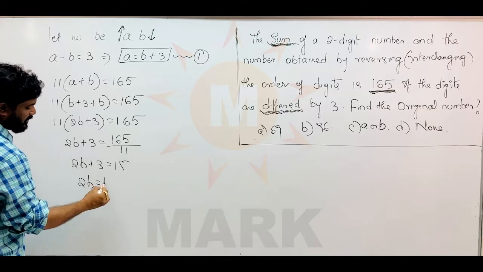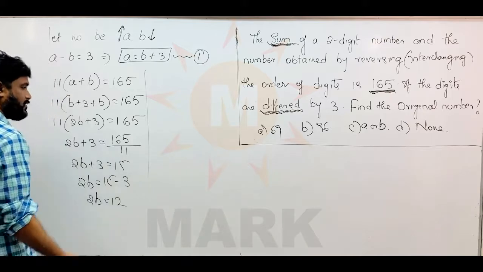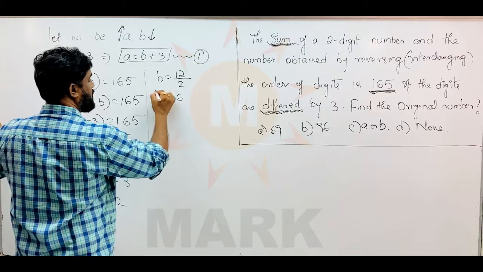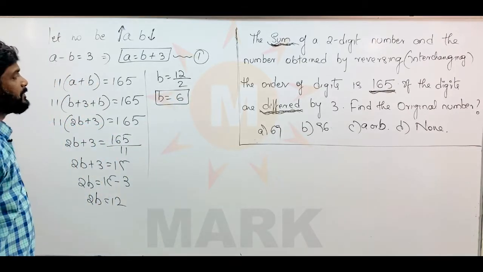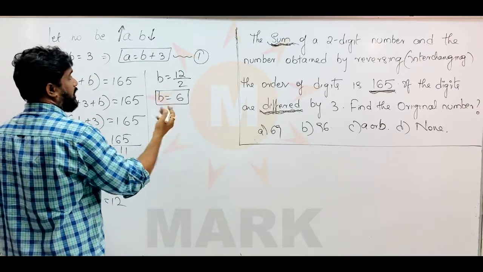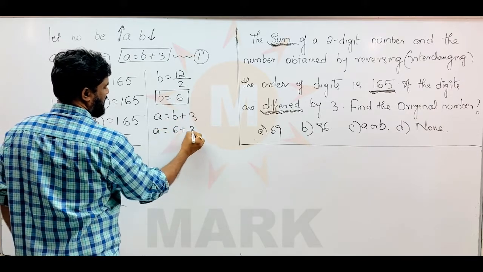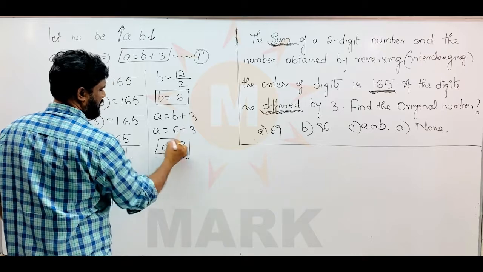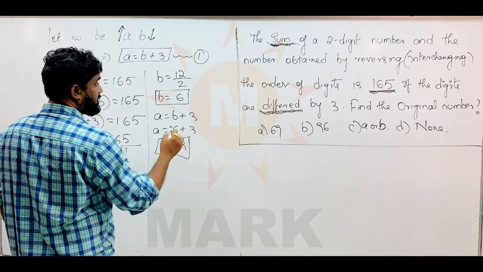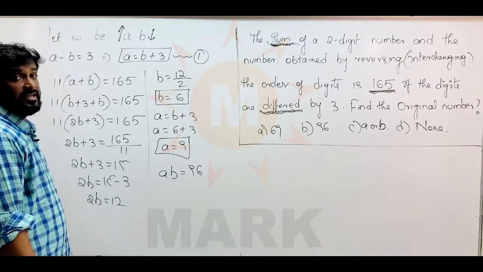So 2B is equal to 15 minus 3, 2B is equal to 12. So B is equal to 12 by 2, that is equal to 6. So B is equal to 6. This is the first data I got. Now A is equal to B plus 3, so A is equal to 6 plus 3, and A is 9. Since the number is taken as AB, with A equal to 9 and B equal to 6, AB is equal to 96.